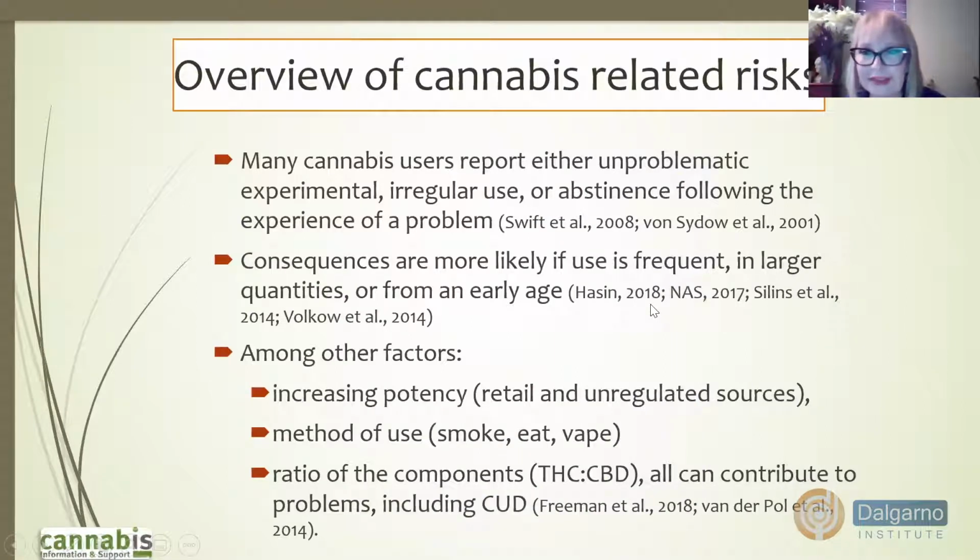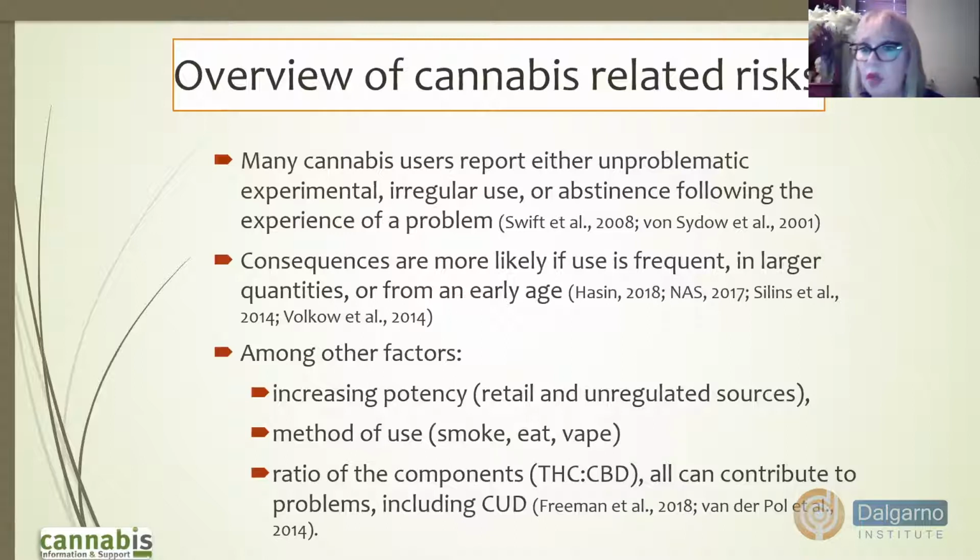In a couple of minutes, overviewing cannabis-related risks: first of all, we need to be realistic and say most cannabis users, like most alcohol users, report either unproblematic, experimental, irregular use, or if they do run into problems, they manage to abstain over time on their own.